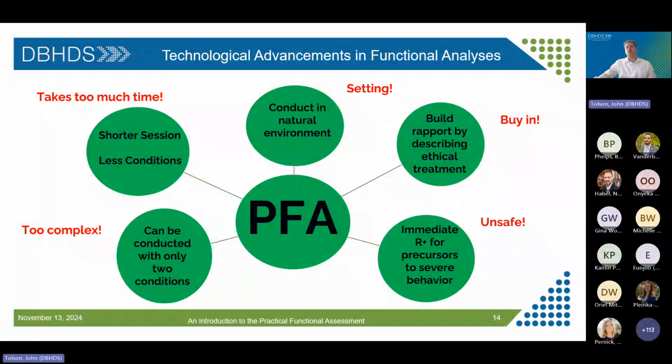All right, we don't have a controlled setting. There are many different FA options that make it possible to conduct a FA in the individual's natural environment. It may be relevant to do this to create conditions where the problem behavior occurs. FAs such as the trial-based FA can accomplish this. One FA that may be used to overcome all these obstacles is the practical functional assessment, which is, of course, why we are here today.